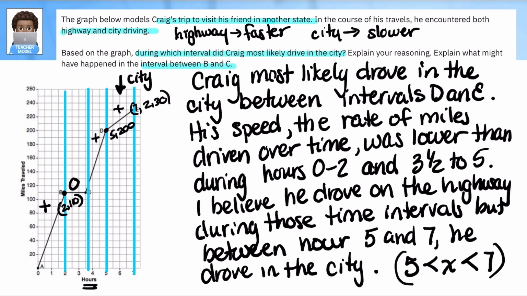So reading over again, Craig most likely drove in the city between intervals D and E. His speed, the rate of miles driven over time, was lower than during hours 0 to 2 and 3.5 to 5. I believe he drove on the highway during those time intervals, but between hours 5, let's put an S there, hours 5 and 7, he drove in the city. And I have 5 is less than x is less than 7. So hit pause and let's jot this down into your notes.